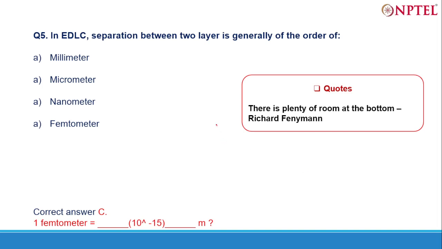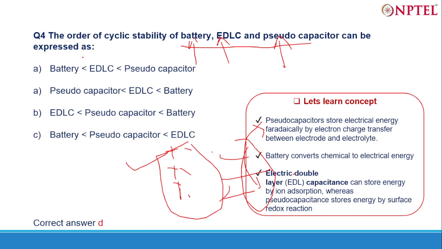The next question is on the electric double layer. I didn't answer the previous question, so the correct answer to the previous question is D. It's actually battery, then next is supercapacitor, which is the electric double layer, so the correct answer is that.